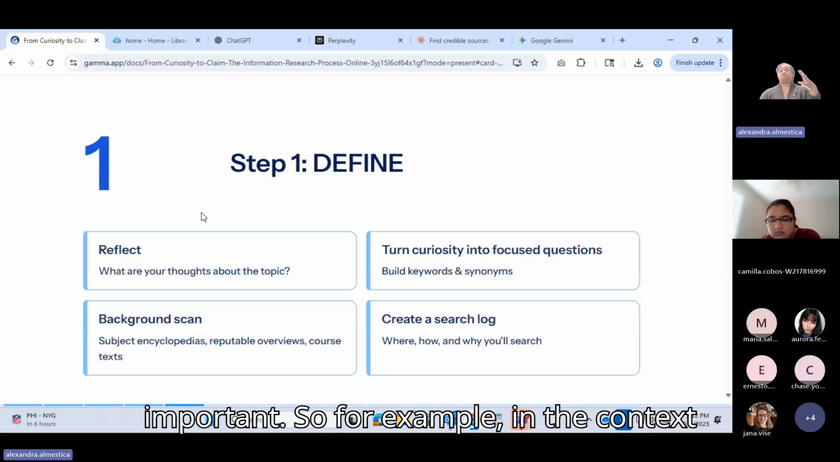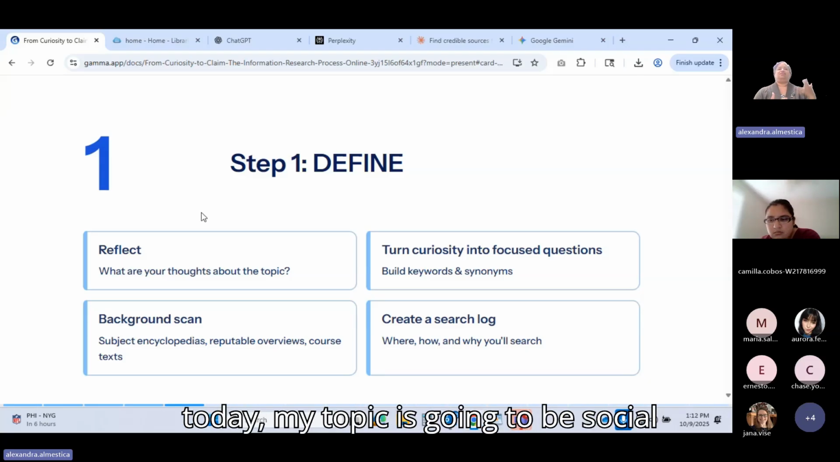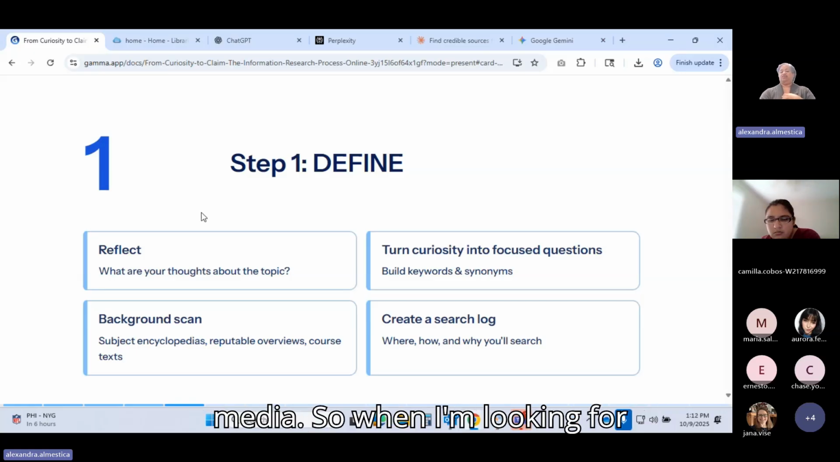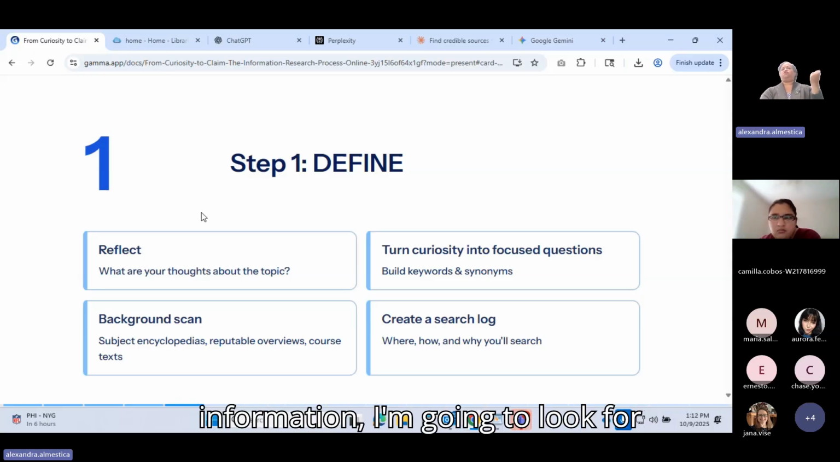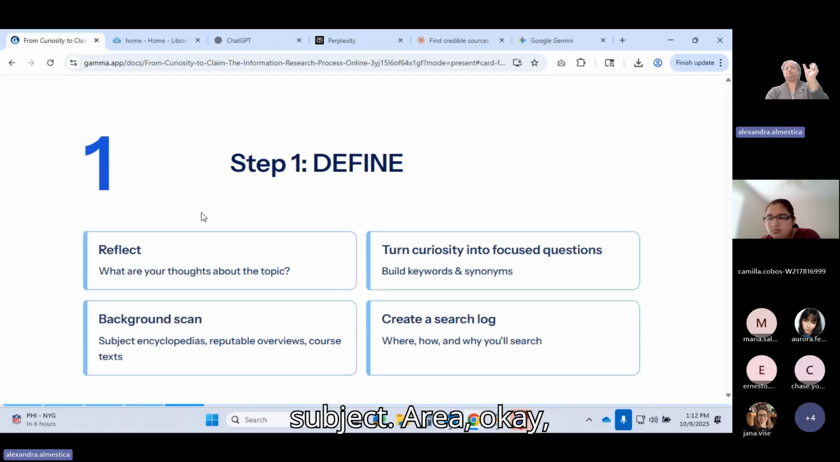So for example, in the context of this experience that we're having today, my topic is going to be social media. So when I'm looking for information, I'm going to look for information about that particular subject area.